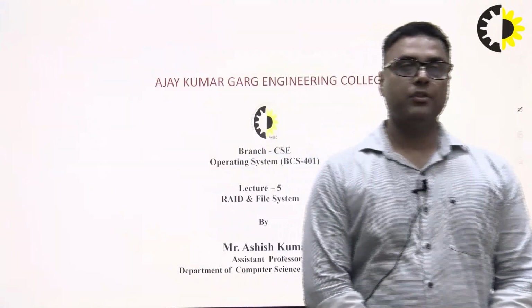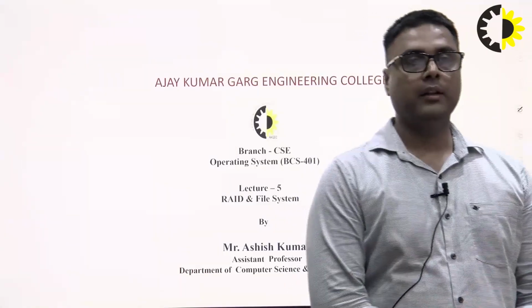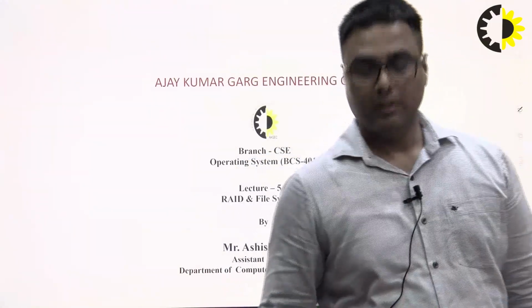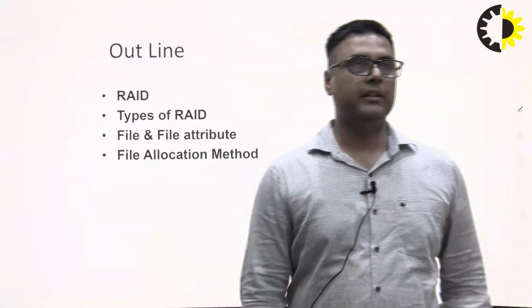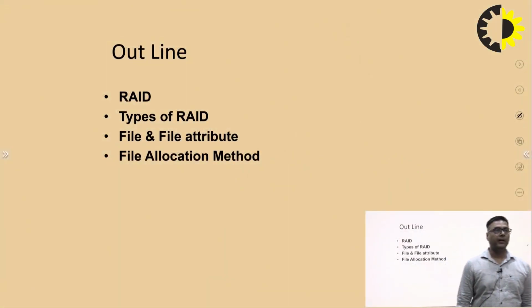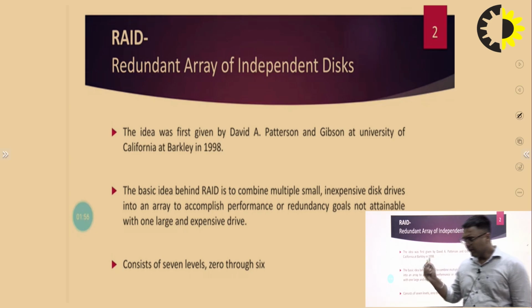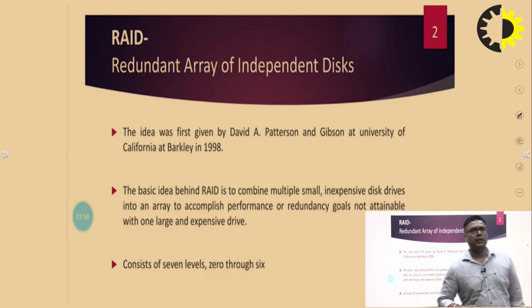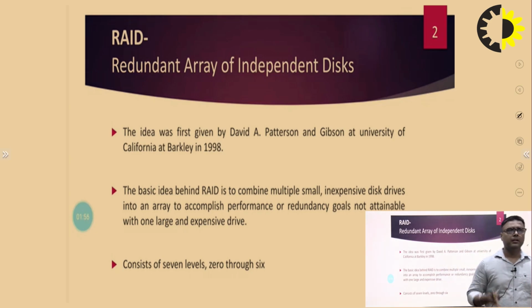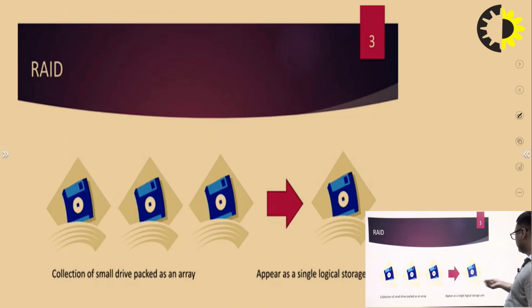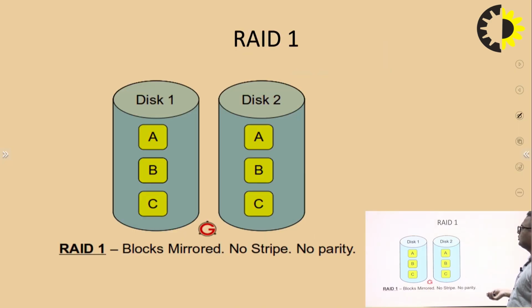And this is my lecture 5, RAID. In this lecture, I have to discuss RAID and the file system. In this topic, we basically discuss RAID and types of RAID, file and file attributes, and file allocation methods. Already in a previous lecture I discussed RAID, what RAID is, and how to store the data in a RAID. So RAID 0 and RAID 1.